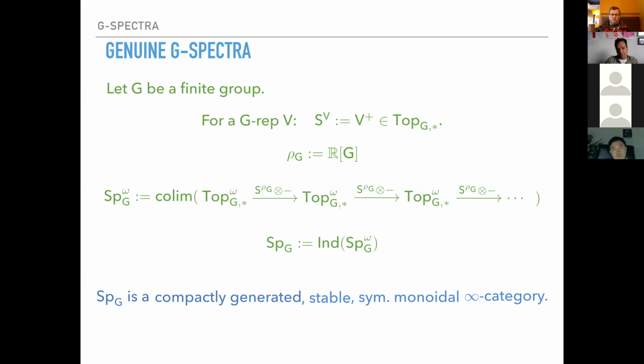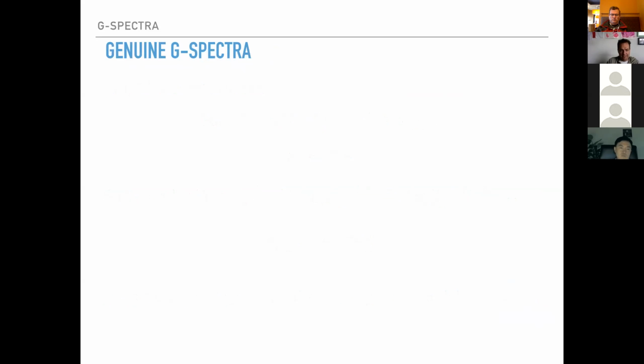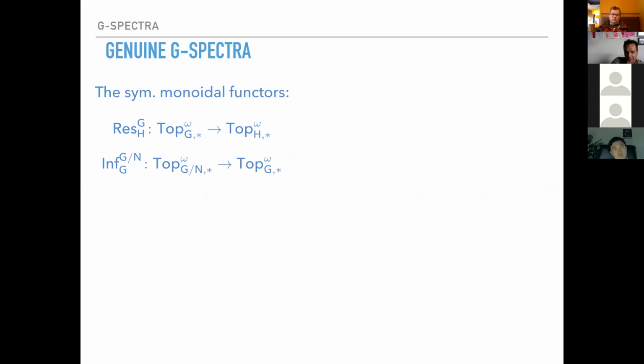It's also useful from this construction that we can write down lots of functors. So how does that go? Well, there are symmetric monoidal functors, which in fact preserve colimits, or the finite colimits that exist here. So there's the restriction functor, where we restrict a pointed G-space to a subgroup H of G. There's an inflation functor, where we pull back a G/N-space, where N is a normal subgroup of G, to a G-space. It's just the same underlying space, but the G action comes from this quotient map to G/N.